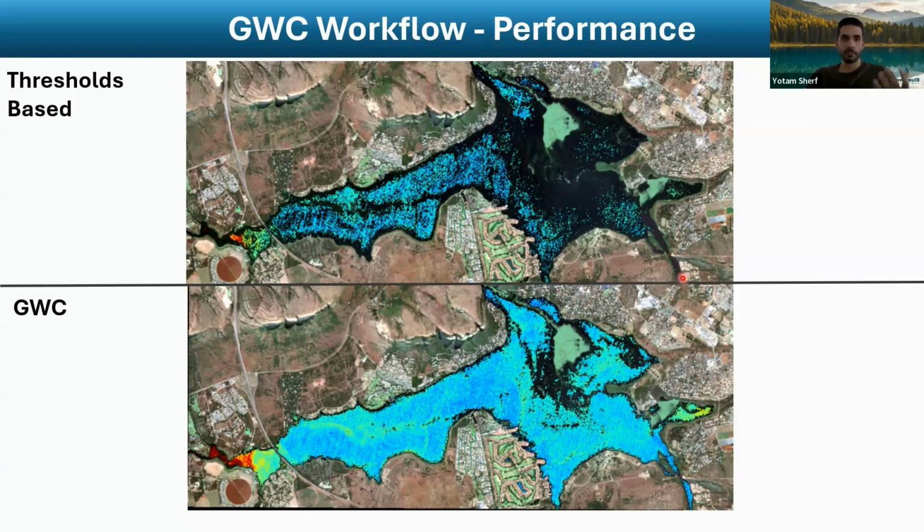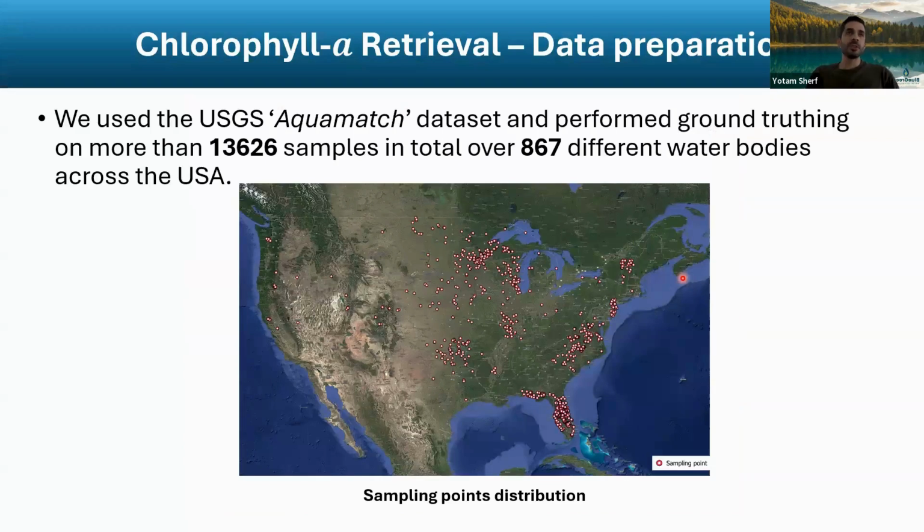chlorophyll-a retrieval. So what we did, we used the USGS AquaMatch dataset and performed ground truthing on more than 13,000 samples. In total, over 867 different water bodies across the United States. This is the geographical spread of them. Very large variability between different lakes in different regions.